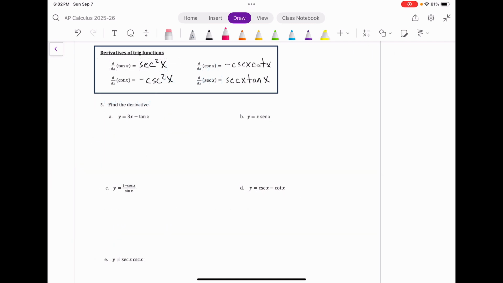All right, so let's find the derivative of these equations. Okay, so the derivative of 3x is just 3, right? And then the derivative of tangent x is secant squared x.